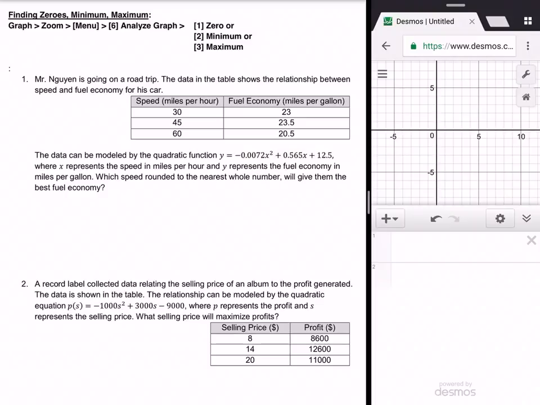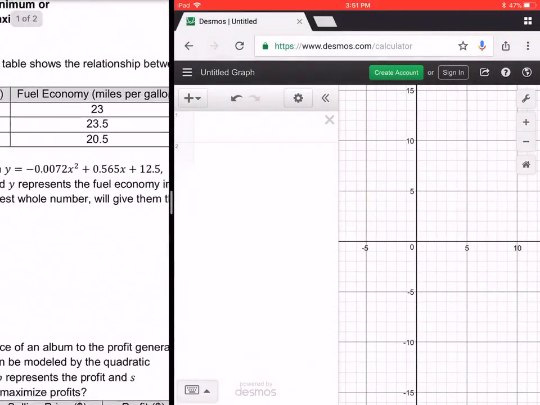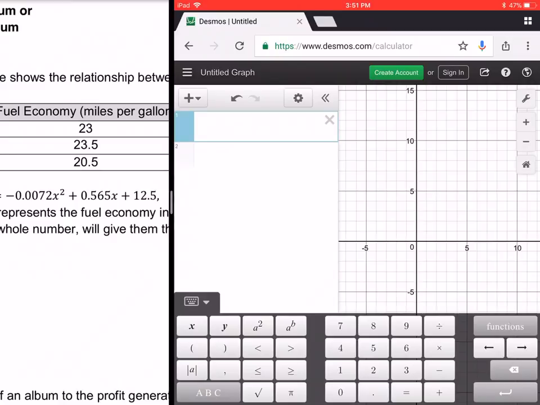That equation, I'm going to put that in the calculator, or in this case, I'm going to put it into Desmos. So I'm just going to switch it over, right? So here's that equation. Okay, let's put that equation in. So here's Desmos, right? I'm just going to put that whole equation in.